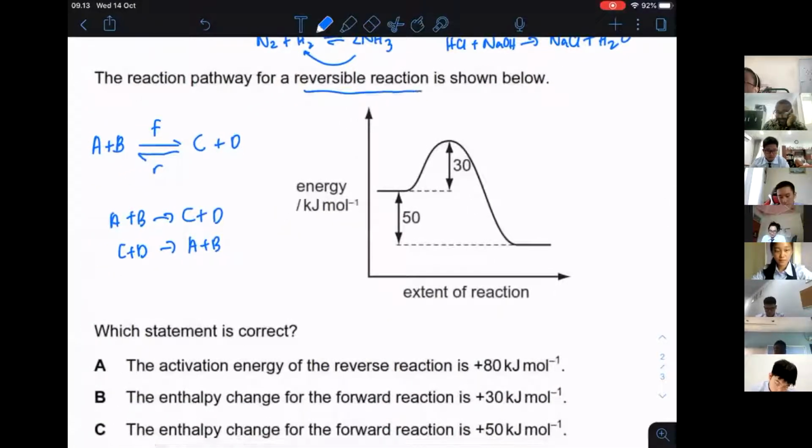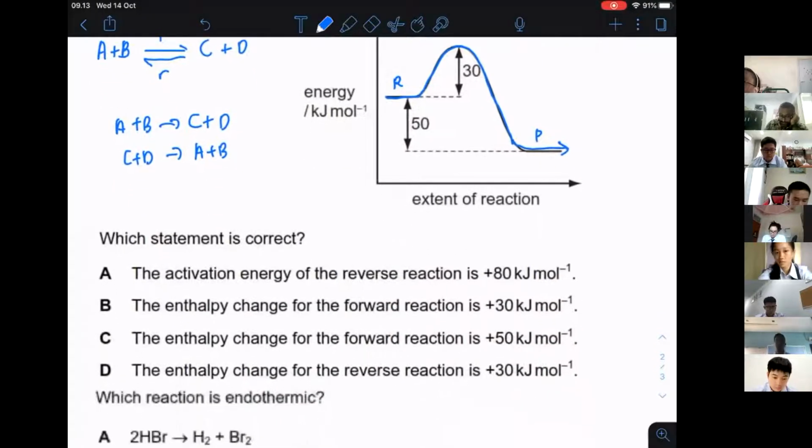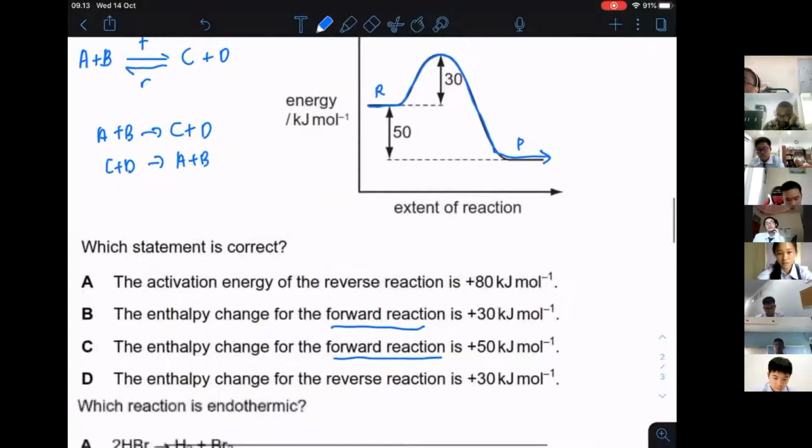In this case they say it's a reversible reaction. If you follow your normal way, if it is going this way, we call it the forward reaction, like normal. Normally we just assume it's going to go like that, so this one will be your reactant and this will be your product. That is going to be the forward reaction. Let's look at the forward reaction only here. Let's actually look at B and C.